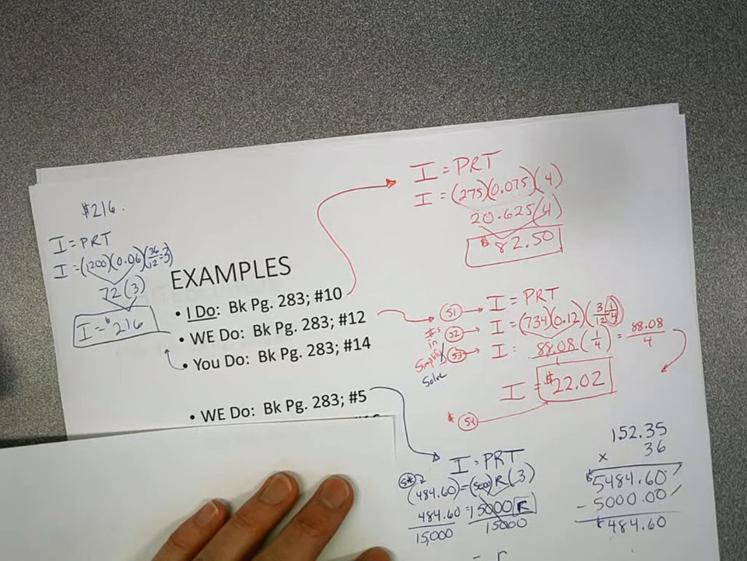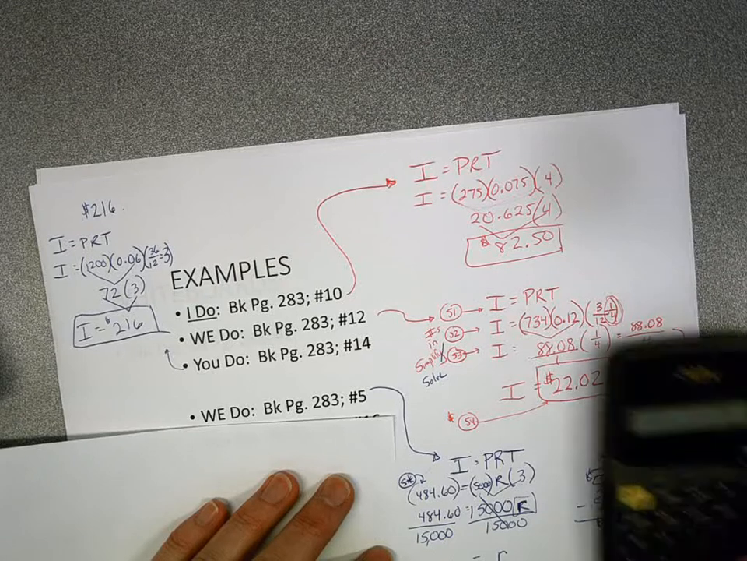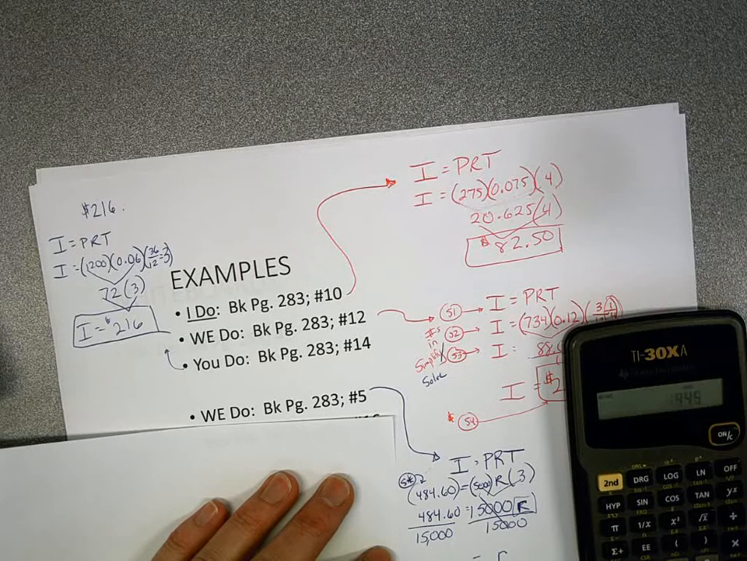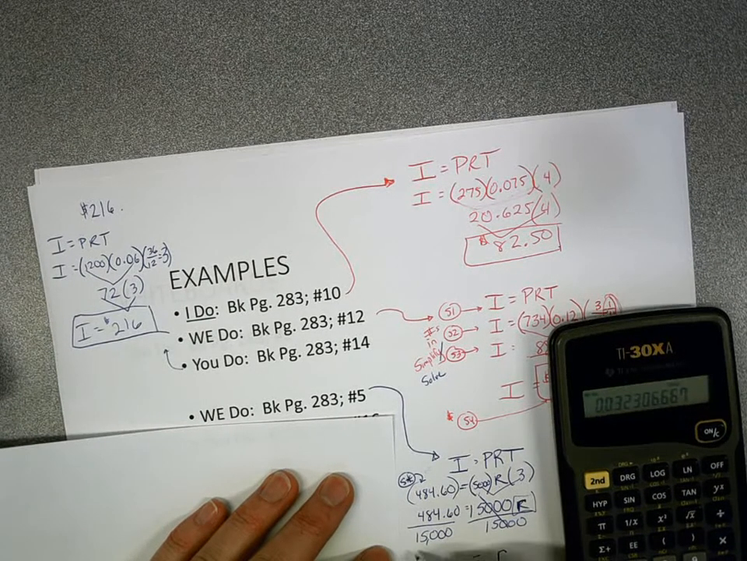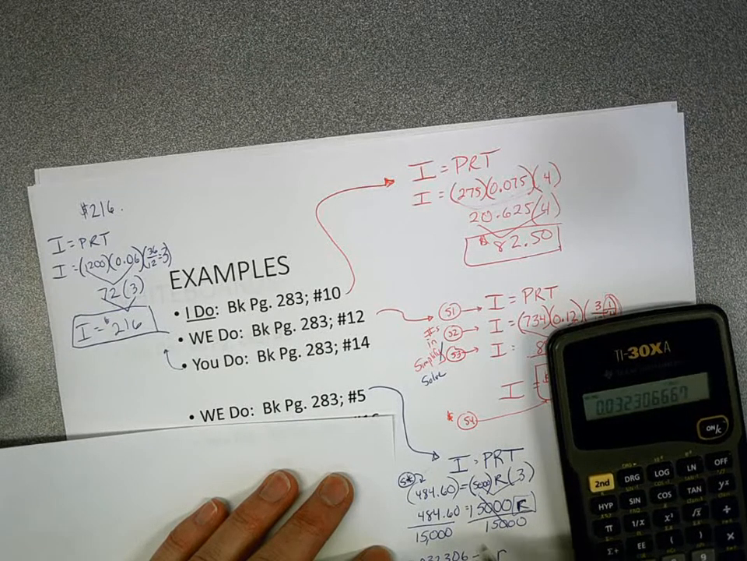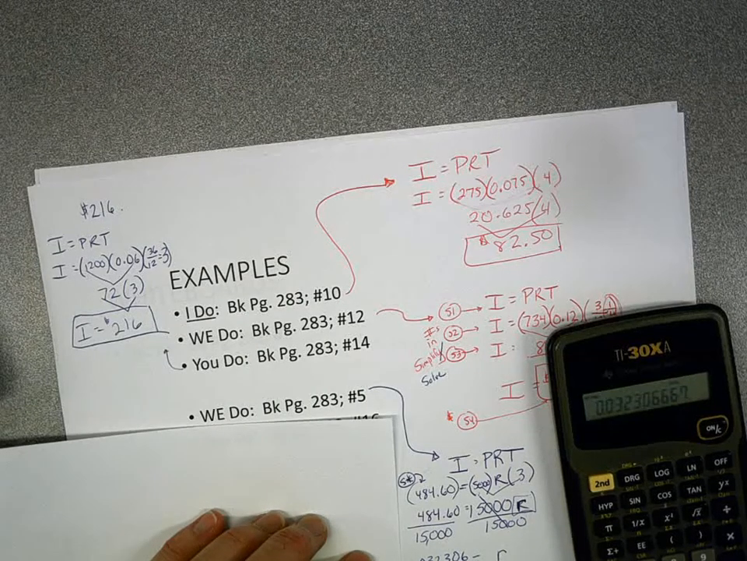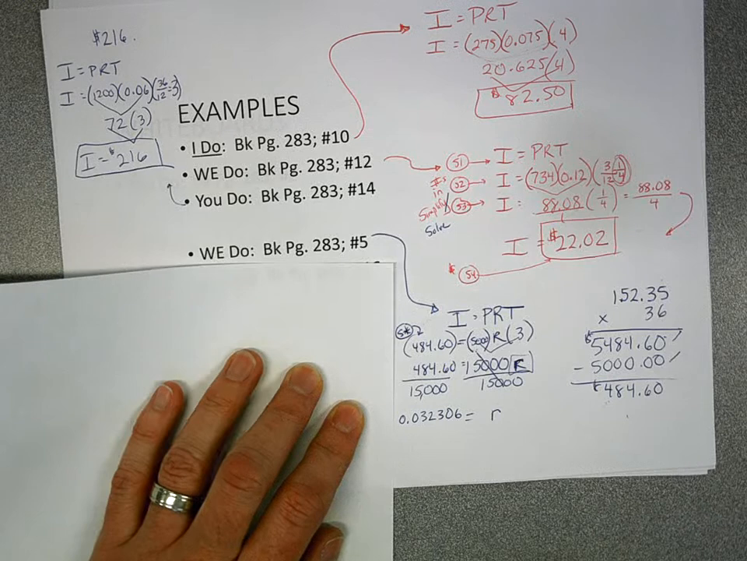And this, let me punch this in, 484.60 divided by 15,000. Make sure you don't put too many or too few zeros in. And here's what I end up with: 0.032306, and it just keeps going actually. Sorry, I thought you meant you can't see the calculator. There you go.